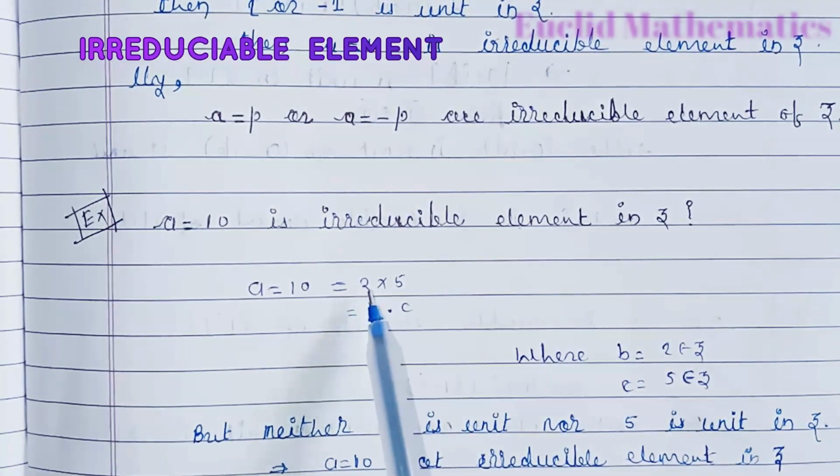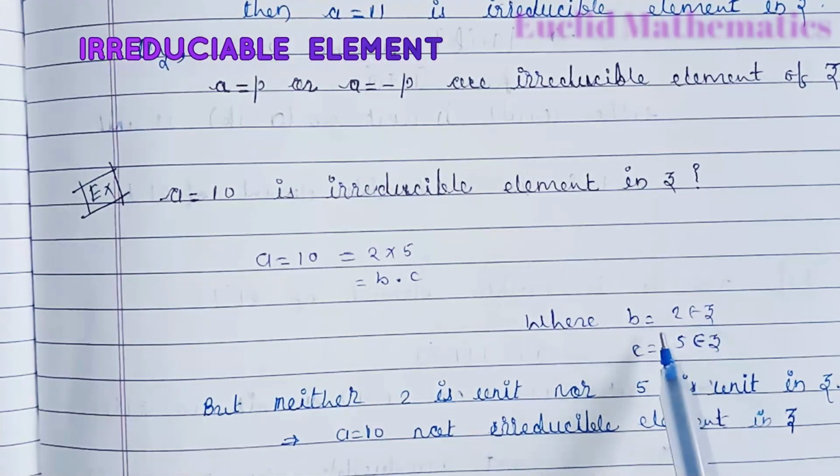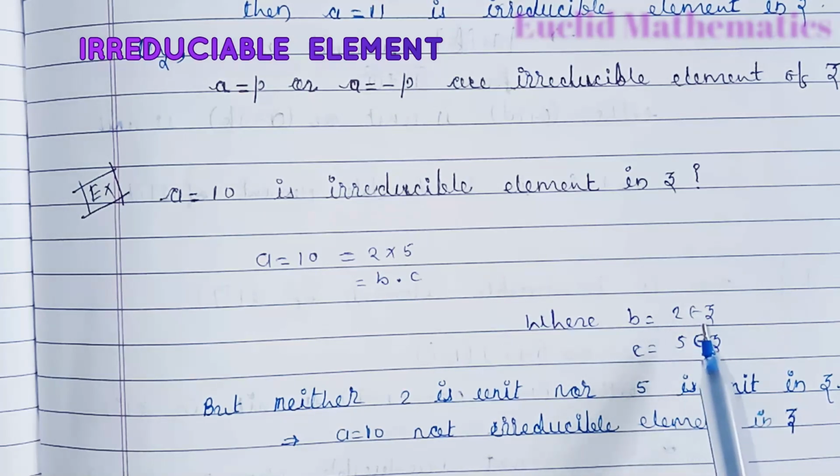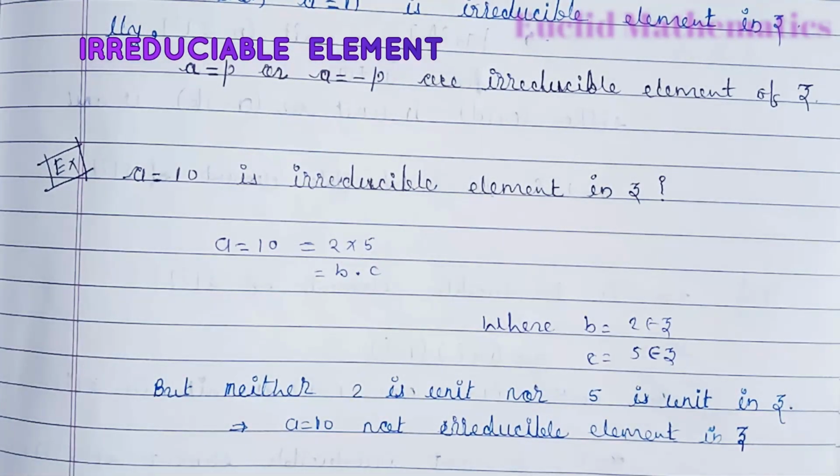Why are they not units? Because 2 has a multiplicative inverse, which is 1 by 2, which is not in Z, and 5 also has a multiplicative inverse which is also not in Z. So neither 2 is a unit nor 5 is a unit. That means A equal to 10 is not an irreducible element of Z. So we only have to check the definition for unit elements, and check whether our element is irreducible or not.